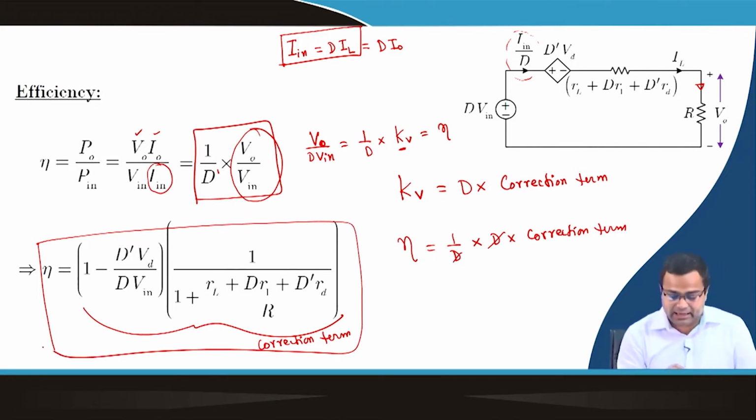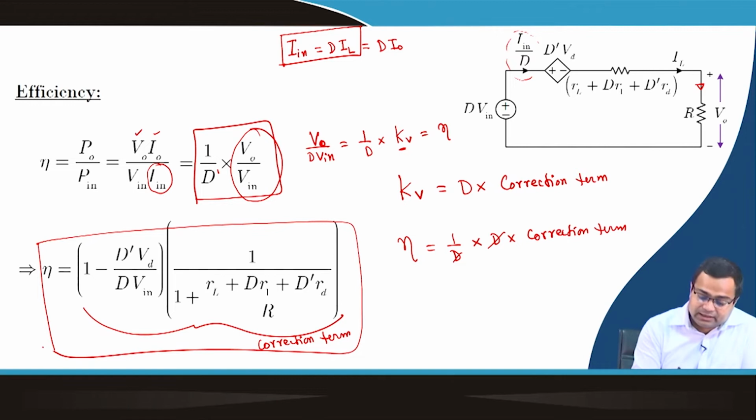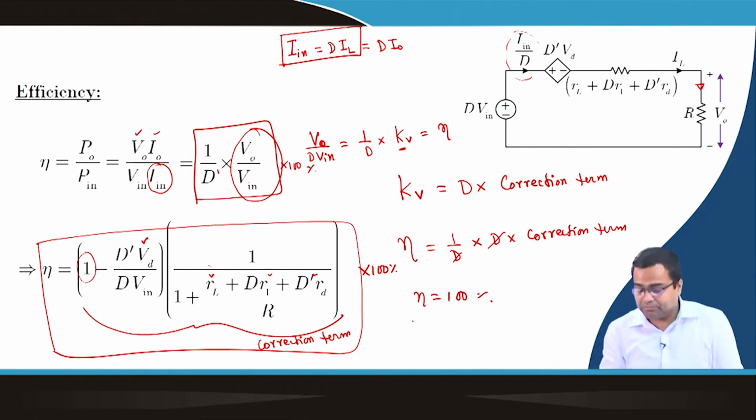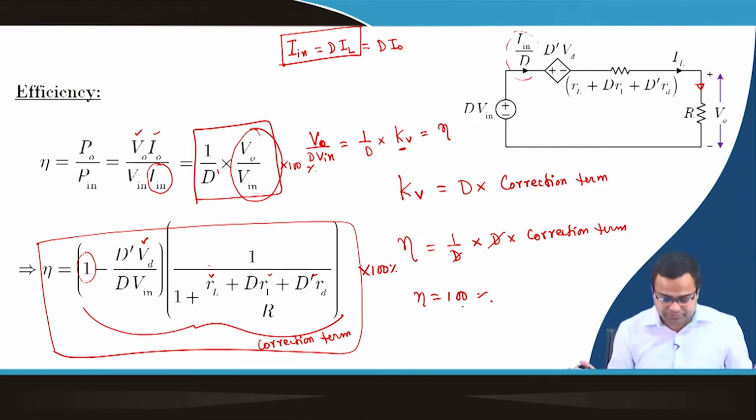So, your efficiency under ideal condition, you can set Vd to be 0, and if you take all the parasitic drops to be 0, then this term will be 1. So, efficiency will be 100%. That means we should multiply with 100 to get it in terms of percent. But in practice, it is much lower due to the diode drop and the parasitic resistance.